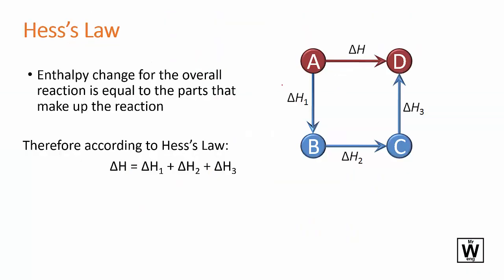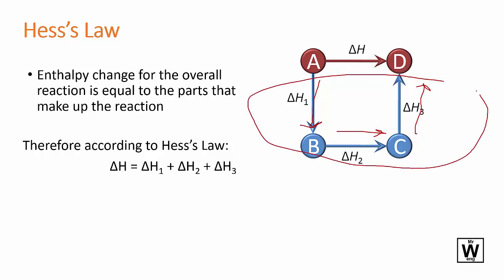So Hess's law states that the enthalpy change for the overall reaction is equal to the sum of the parts that make up the reaction. So if you look at this diagram here, you might have a reaction that goes from A to D. But if you can break that up into little pieces and go A to B, B to C, and C to D, those three steps will also add up energetically to equal delta H here, because they both start with the same thing and finish with the same thing.